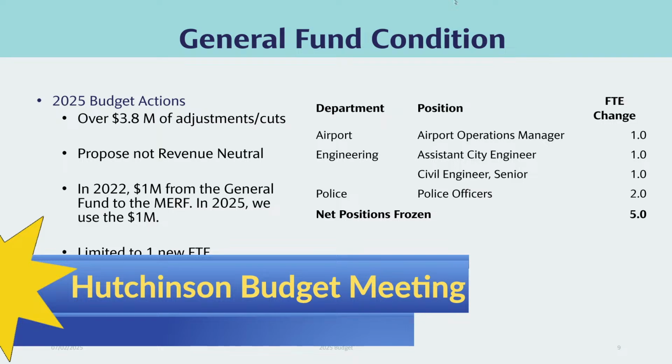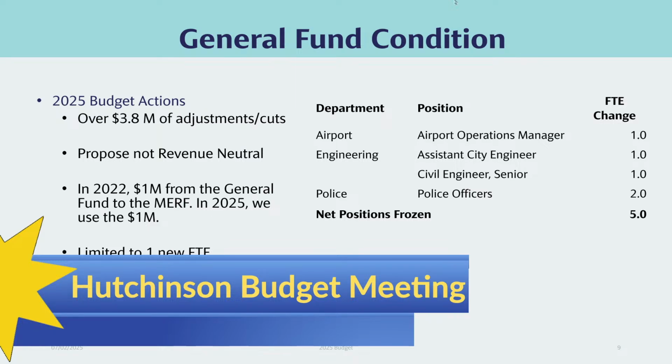So what have we done in 2025's budget to help with all of this? Well, originally when we got the requests in, put the general fund budget together, we were negative 3.8 million. So we have looked at 3.8 million of adjustments and cuts to bring that general fund balance up. We are also proposing that we do not remain revenue neutral, which we can discuss council's feelings on that, but that is, we're not revenue neutral in the handouts and the slides that we have here.